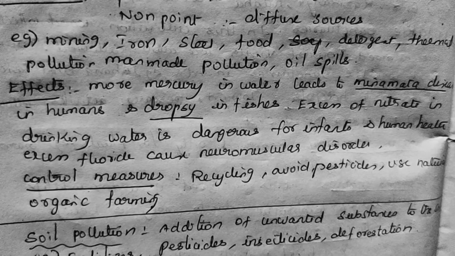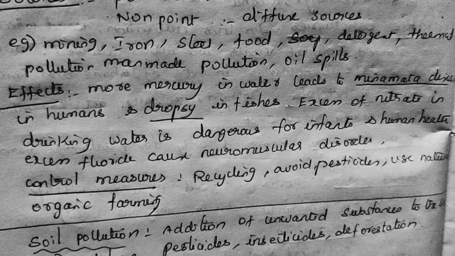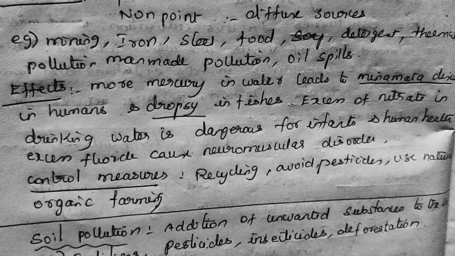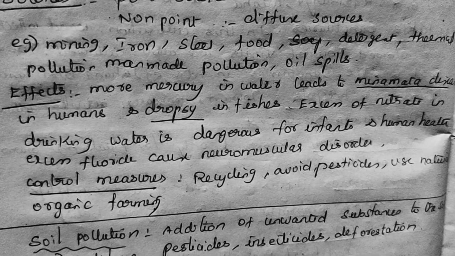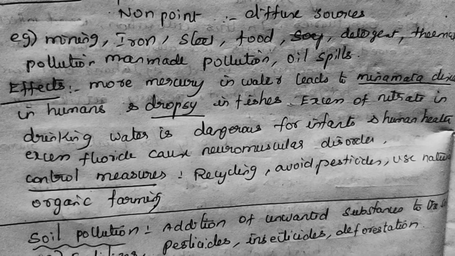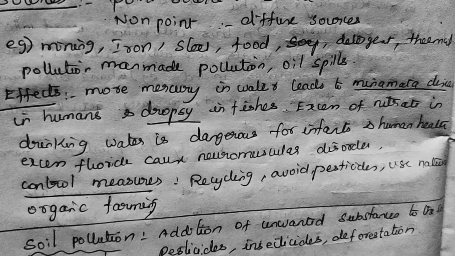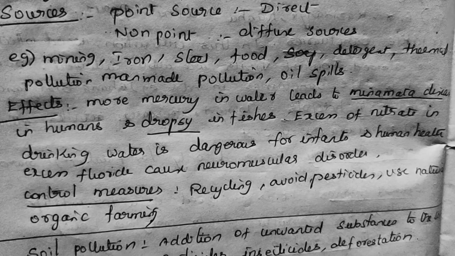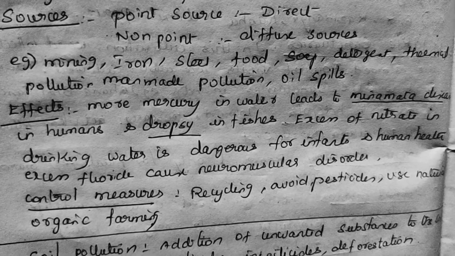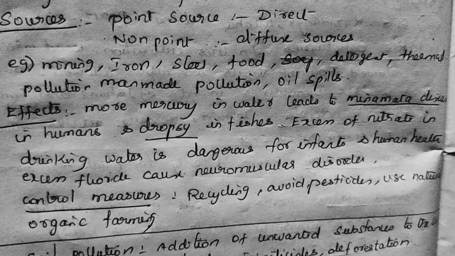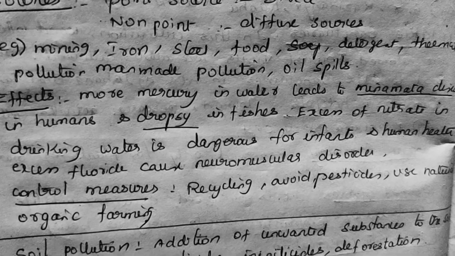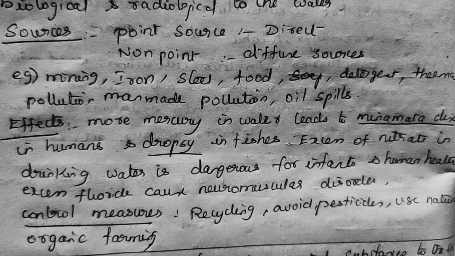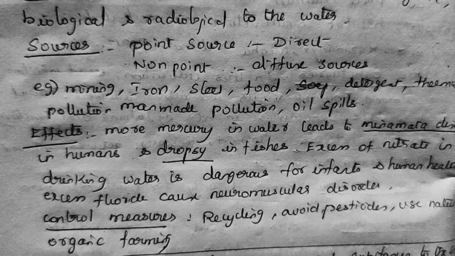And what will the effects be? More mercury in water, what will happen? That leads to Minamata disease. In the case of humans, dropsy, and in the fishes as well. Excess nitrate in drinking water is dangerous for infants, and human health will also be affected. Excess fluoride causes neuromuscular disorders. And what are the control measures? Recycling, avoid pesticides, and use natural organic farming.